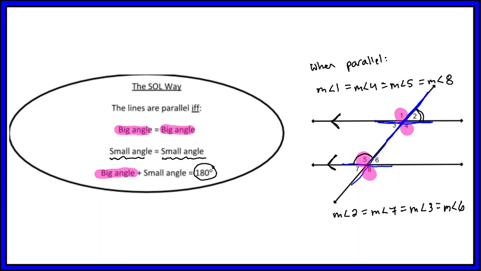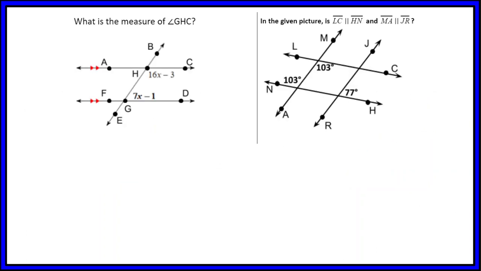Let's do 2 example problems to illustrate the process. So I need to find the measure of angle GHC. Okay, so angle GHC, because the letter H is in the middle, I know that the angle itself is going to be between G to H to C, right here.